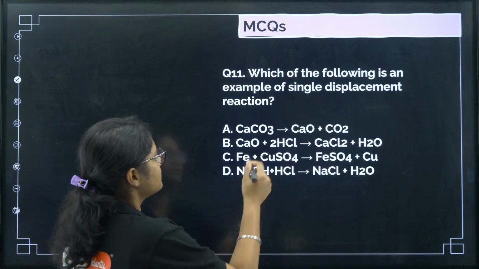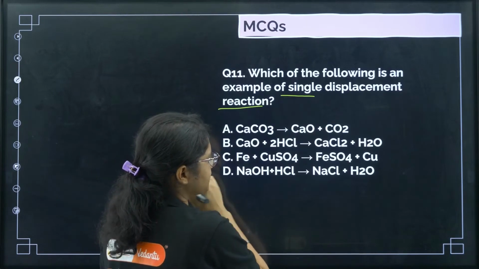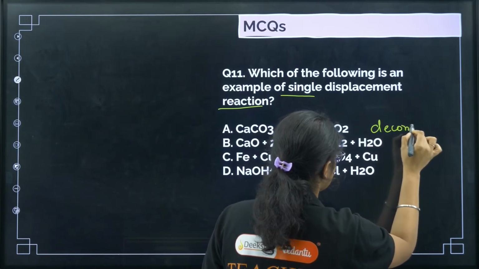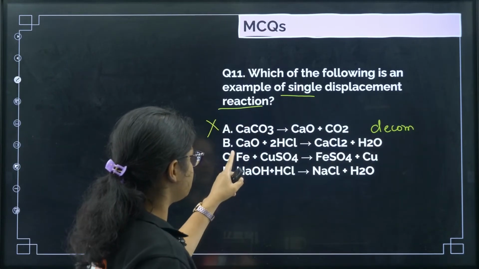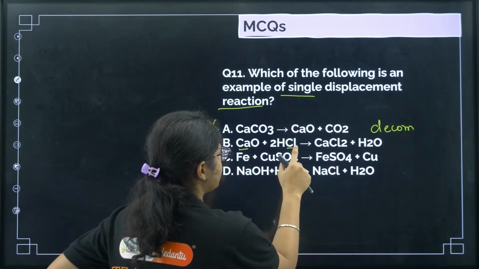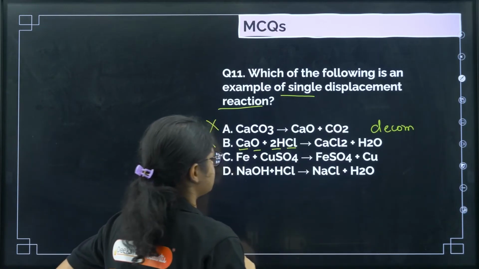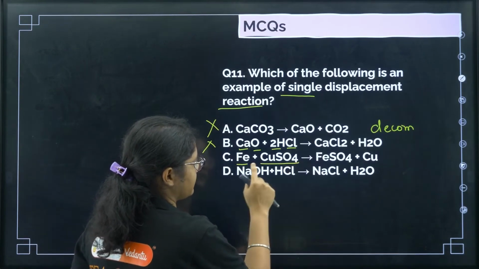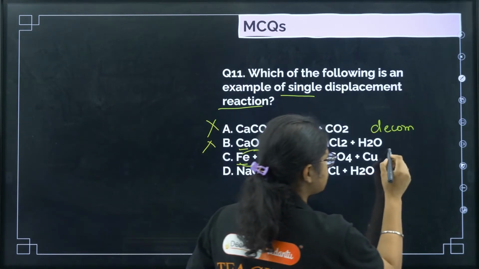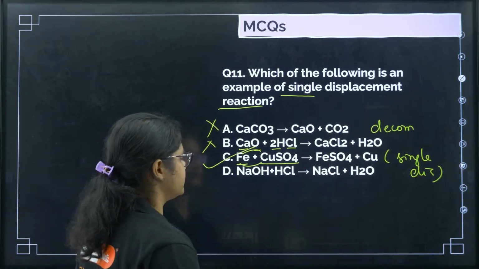Which of the following is an example of a single displacement reaction? You tell me, is this any displacement reaction? No, I can see from one compound we are getting two compounds, so it is a decomposition reaction, right? So we can eliminate this one. Now if you say CaO plus HCl, the two are combining, then Ca and Cl will form and H2O is formed. So I can say that it is a type of double displacement reaction, not a single displacement. Now if you see here, Fe and copper sulfate, Fe is coming in, copper is coming out, right? So these two are replaced. So yes, this is a single displacement reaction, right? The correct answer will be option C here.